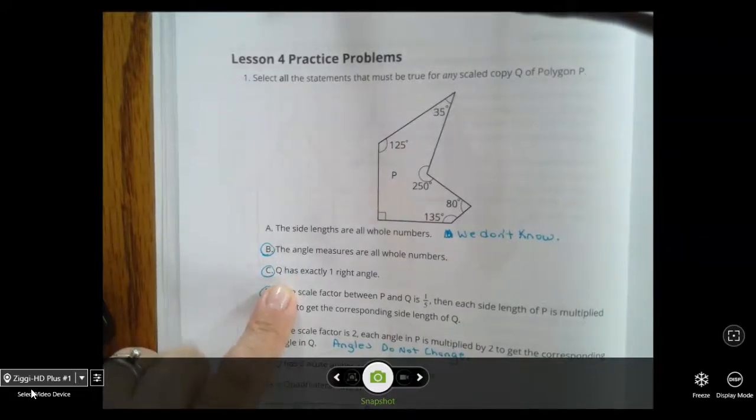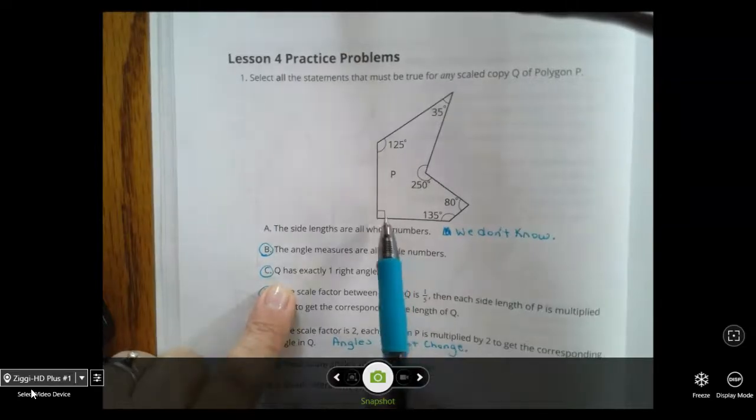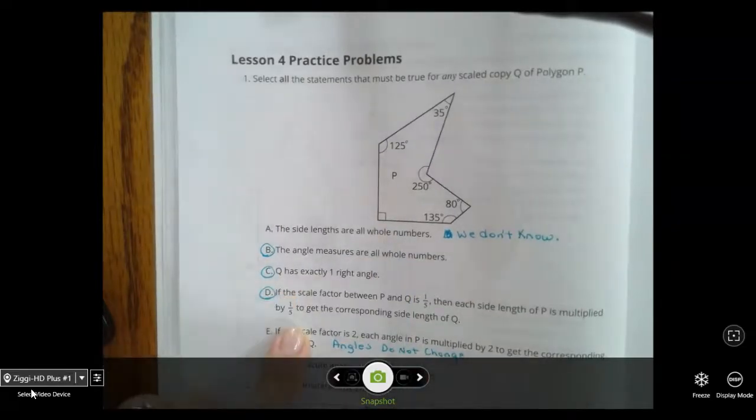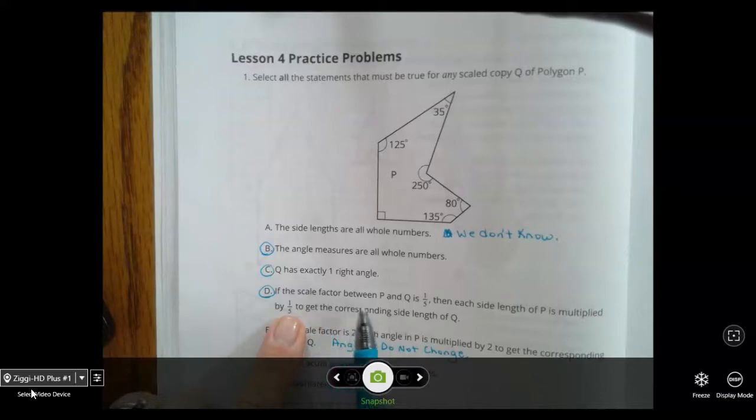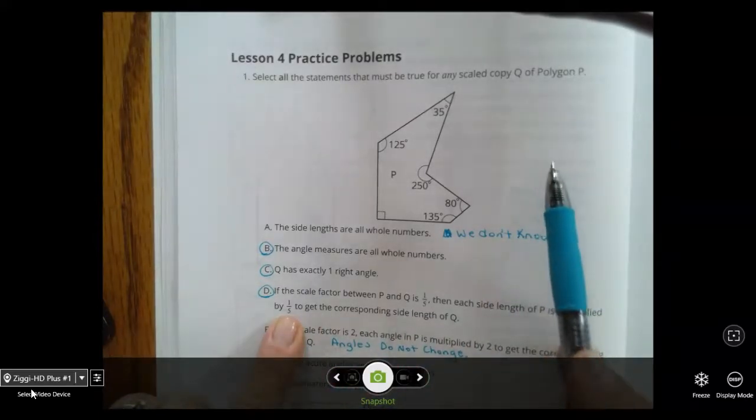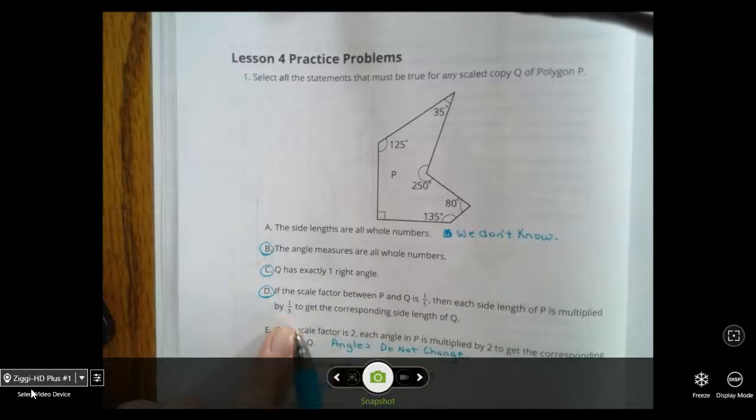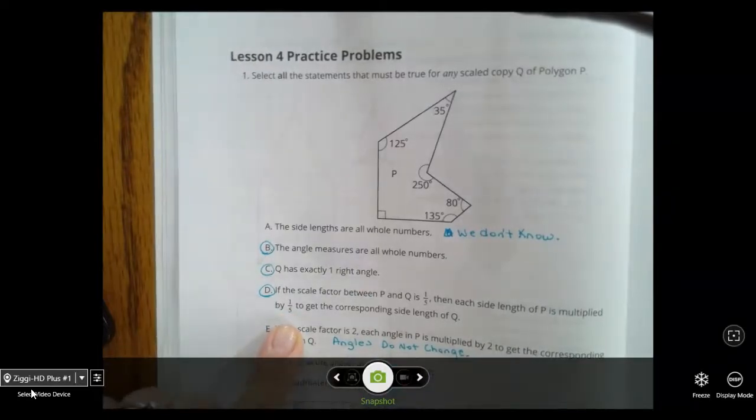Polygon Q would have one right angle. That's also true because there's one right angle in polygon P. If the scale factor between P and Q is a fifth, so Q is going to be smaller, then each side length of P is multiplied by a fifth to get the corresponding side length of Q. Yes, that's true. That's what we do. We multiply by the scale factor.